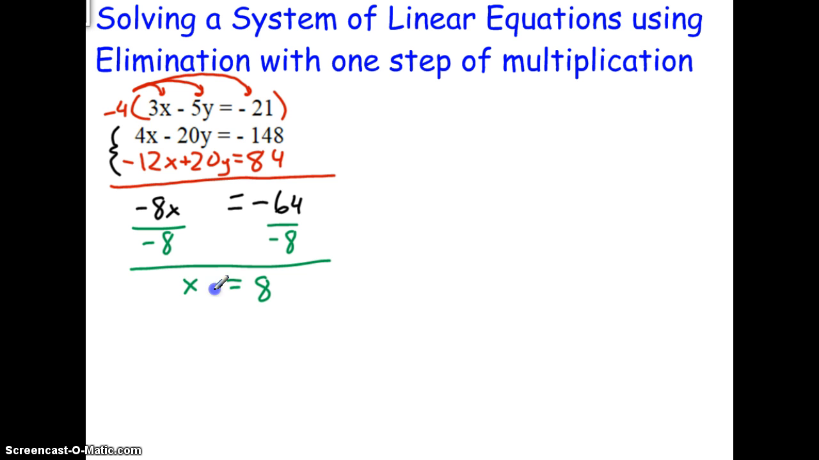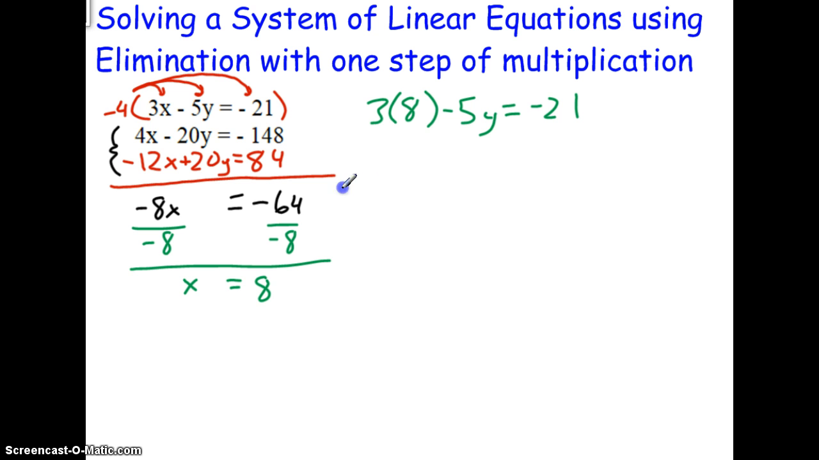So now that I have what x equals, I can put x back into one of my original equations and solve for y. Now I'm going to do the first original equation just because it's a smaller negative. Negative 21 is smaller, or easier to work with, than the negative 148. I'm always trying to make it easiest to work with. So x equals 8, so I'm going to use that first equation and replace x with 8. And I write the rest of the equation in.